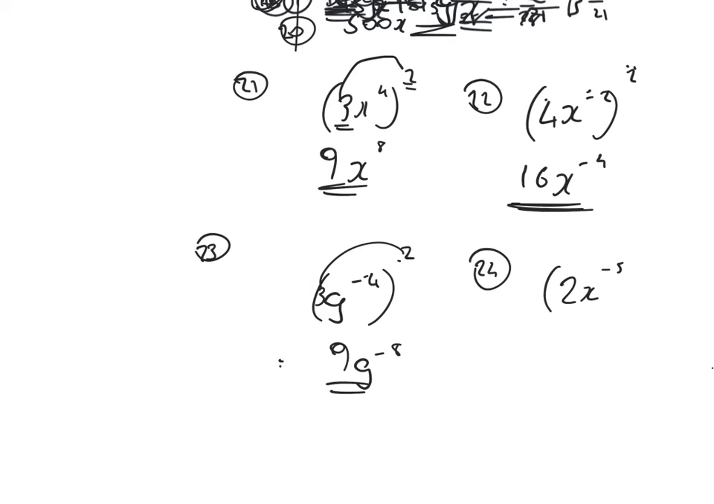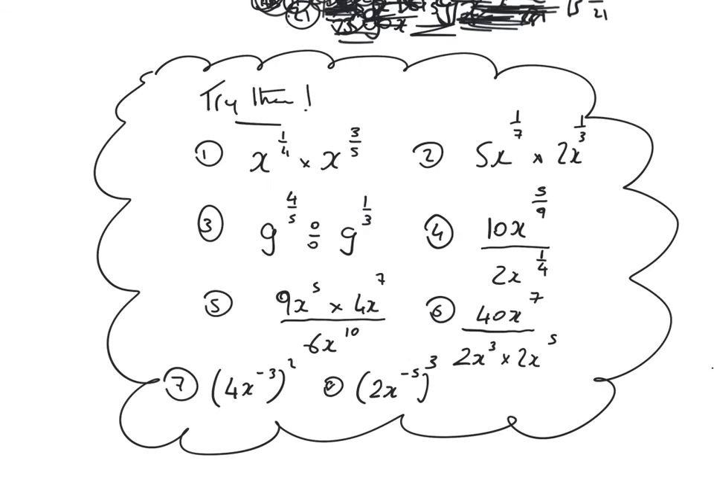Example 24. 2x to the minus 5 brought to the power 3. Minus 5 times 3 is minus 15, and 2 cubed, that's 2 times 2 times 2, that's 8. Okay, now have a go at these 8. Okay, so the first two just straightforward rule 1, and then the next two straightforward rule 2, then a combination of rule 1, rule 2, and then rule 3, for example 7 and 8.